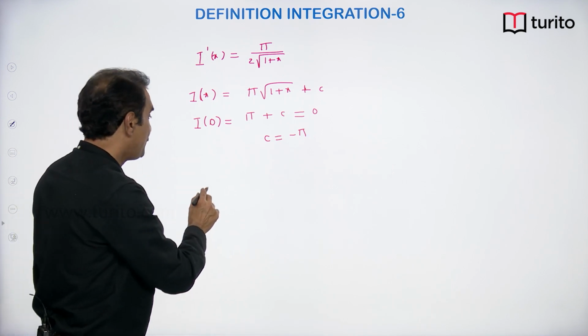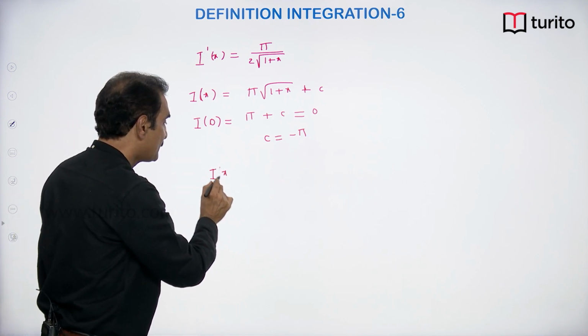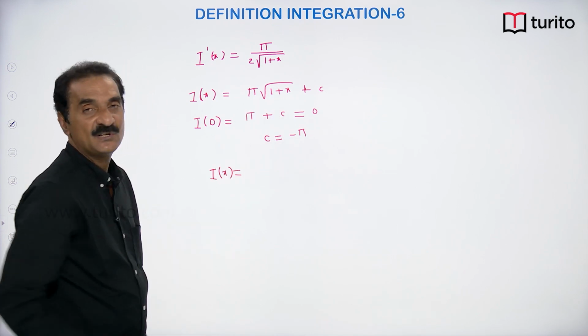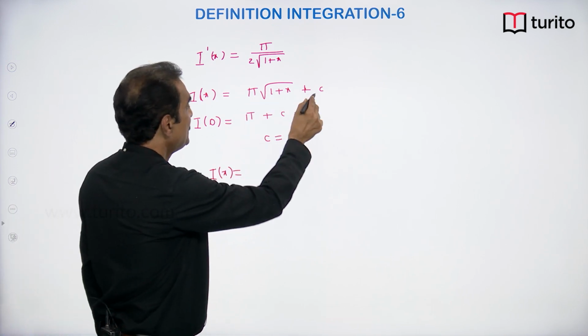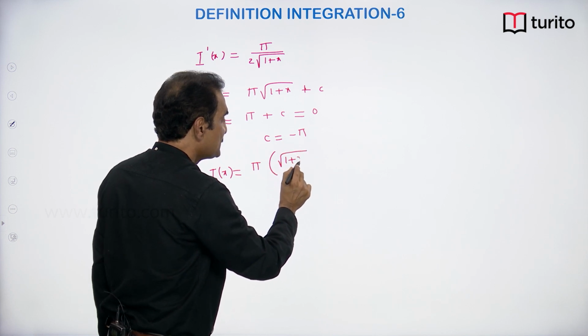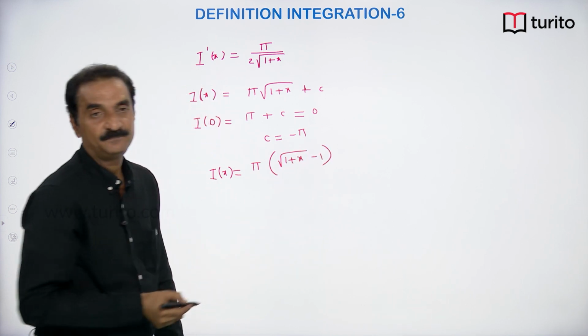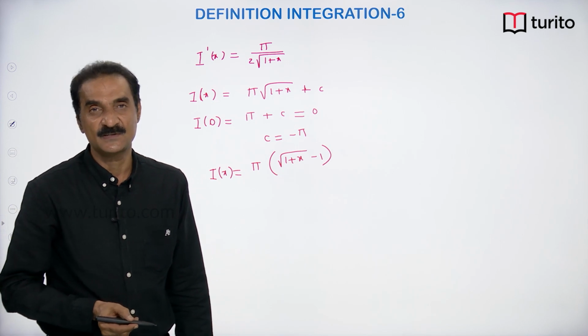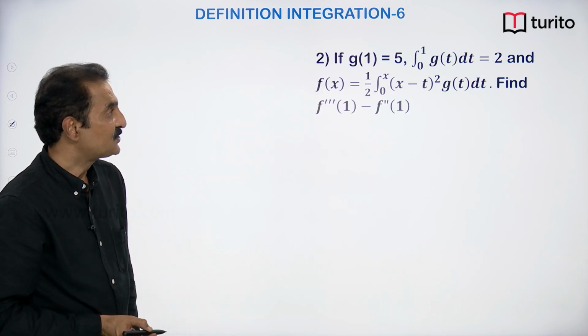Then what is I of x? Substituting c is equal to minus pi, this becomes pi into root 1 plus x minus 1. So this is our answer. Next question.